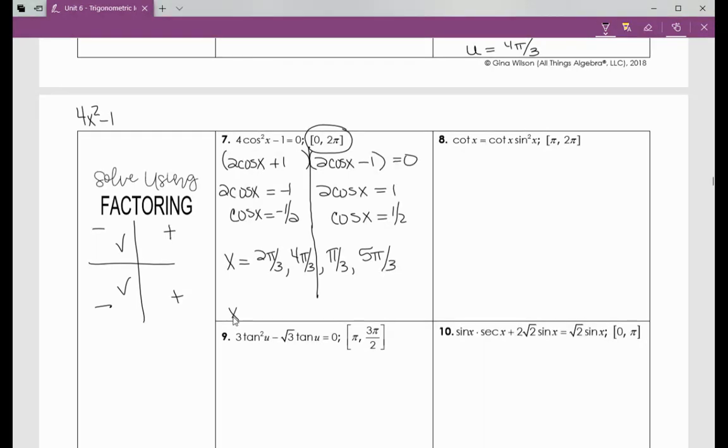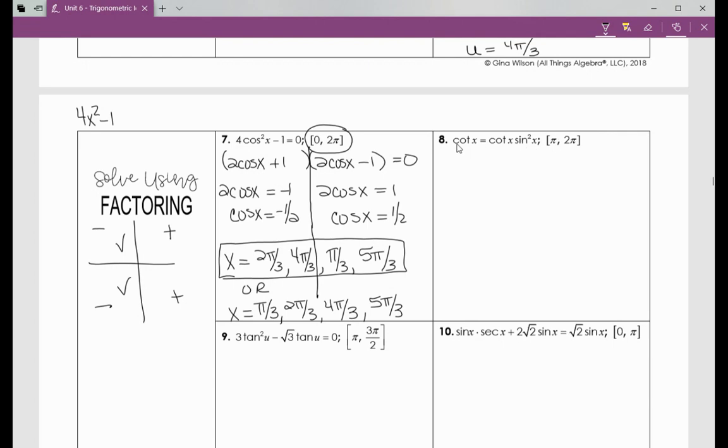Now, if you want to put your answers in order, that's first quadrant, second quadrant, third quadrant, and fourth quadrant. You do not necessarily have to put them in order. You can leave them as you found them, or you can write them in quadrant order.